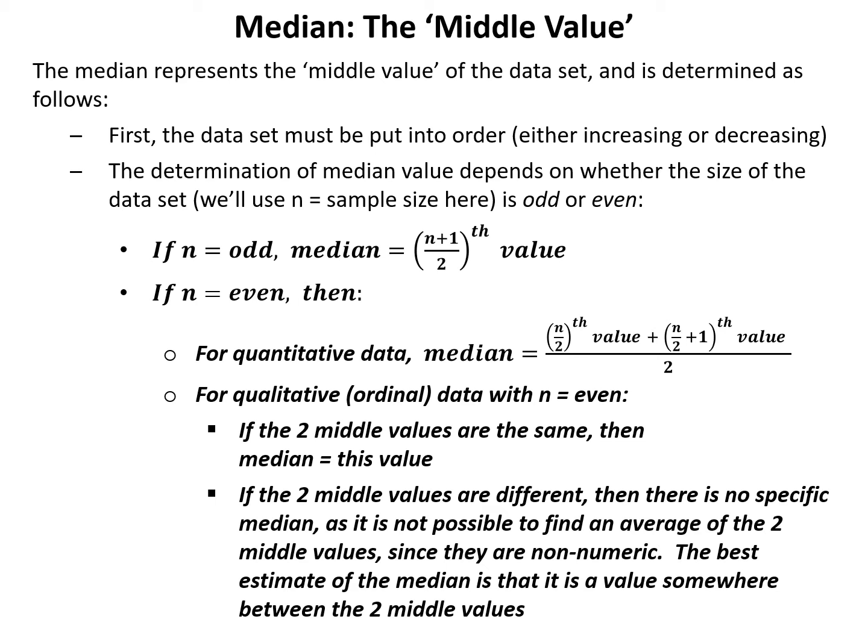On the other hand, if the two middle values are different, then we've got a bit of a problem. There is no specific median because it's not possible to find an average of these two middle values since they're non-numeric. The best estimate of the median in this situation is that it's a value somewhere between these two middle values.